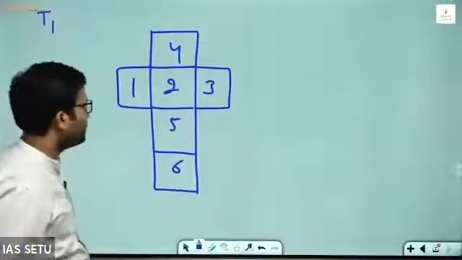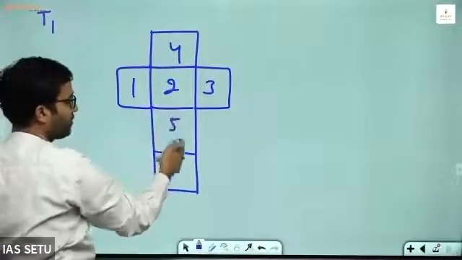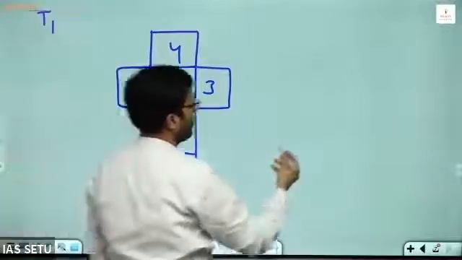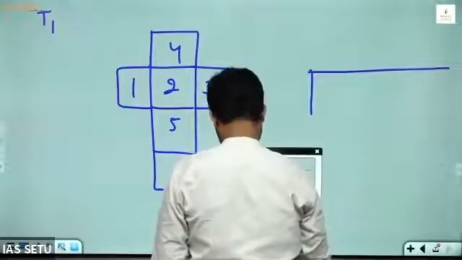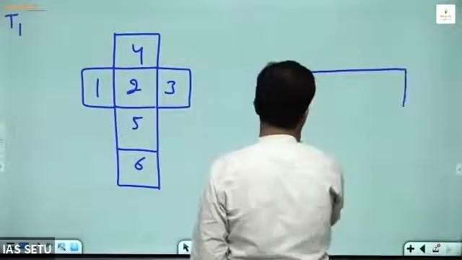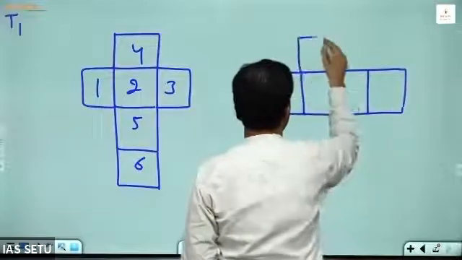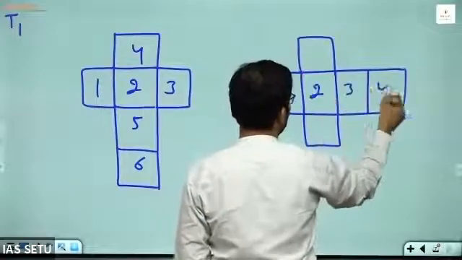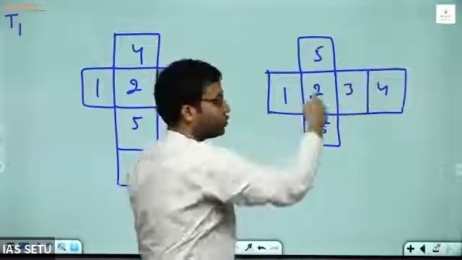So in type 1, just see here, in this column, we have face number 4, face number 2, face number 5, face number 6. In this row, we have face number 1, 2, 3. Or it can be like this. इस तरीके से भी हो सकता है. Like 1, 2, 3, 4, 5, 6. In this row, we have 4 faces. In this column, we have 3 faces.